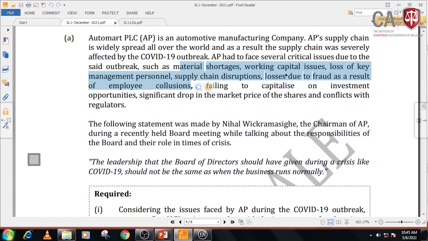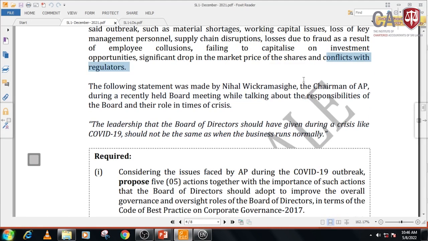So, what they say is all due to all of these issues, and also this company has not been able to seize investment opportunities. Significant drop in the share price and conflict with the regulator, violation of law. See, all the issues, if you really break the type of the issues in this paragraph, I will capture that in a slide, but even now if I highlight to you, number 1 is a supply chain disruption, number 2 is financial working capital issues, number 3 is people issue, number 4 is a fraud issue, number 5 is something to do with seizing the investment opportunities, and the last one is about the decline in market price and violation of laws.